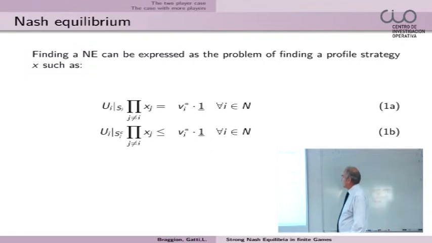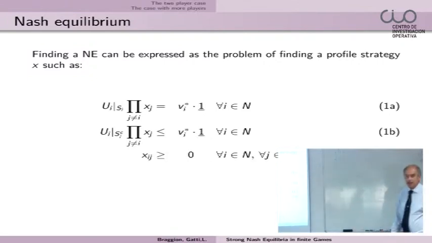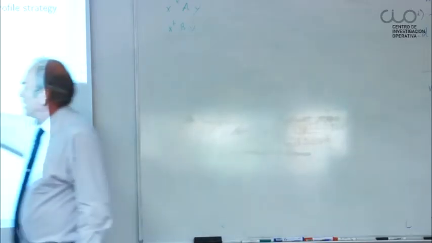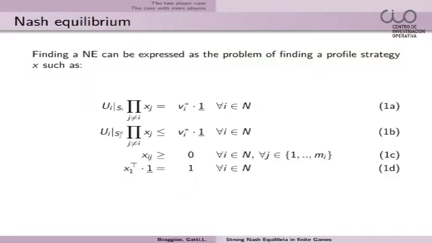So these are the conditions in order to characterize a Nash equilibrium. What do they mean? This means S_i is the support of my mixed strategy. So here it is written that if I use a row with positive probability, this row must be optimal. So all rows that are used with positive probability must be optimal and must give you the same payoff, which is better than what I get by using other rows.